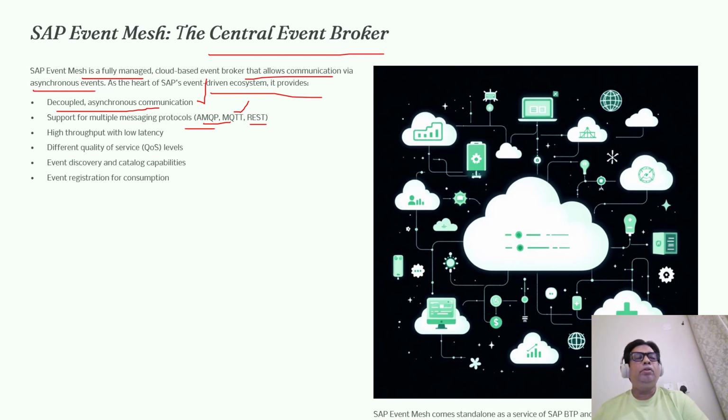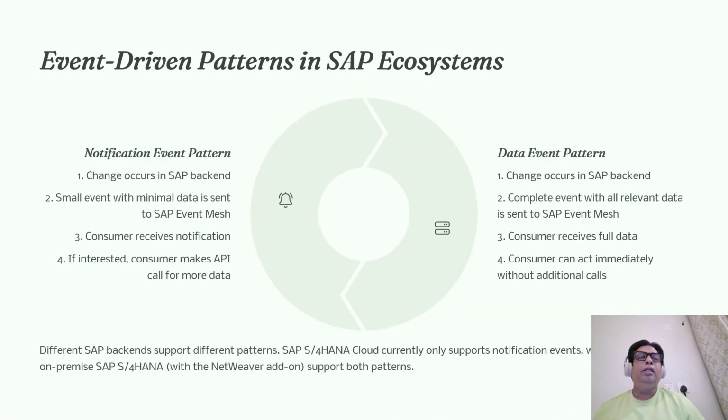High throughput and low latency is one of the event mesh points. And it has quality of service QoS levels, discovering catalog capabilities, and event restrictions and consumptions are available in the event mesh brokers. And then event-driven patterns and SAP systems are two. We already discussed the data event and notification pattern. The notification pattern has some differences from the event data pattern.